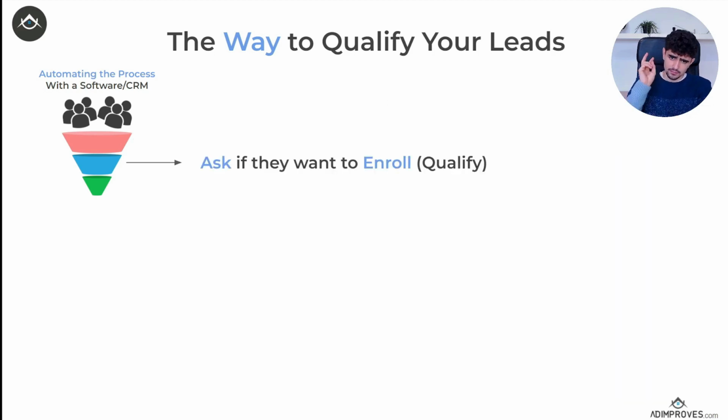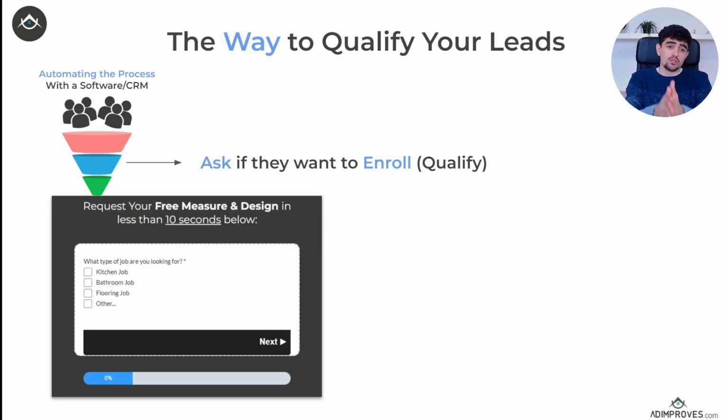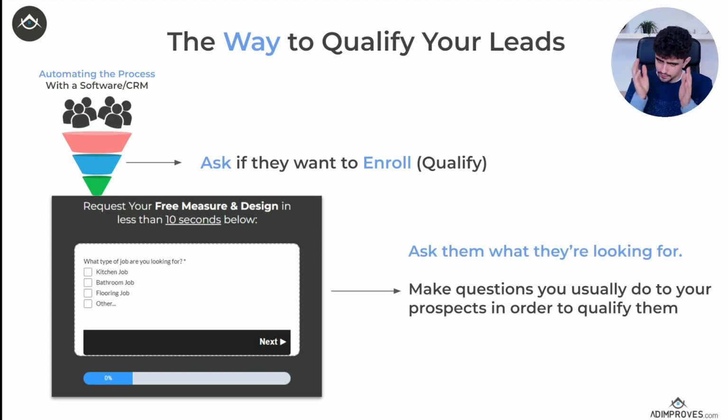Now, the second stage. You've already educated the lead, but now you want to basically ask them for their information, right? You want to see if they basically qualify for your services or not, right? So you are going to place a form, a survey, in which you'll be able to ask questions about what they're looking for. Make the questions you usually ask your prospects in order to qualify them, right?